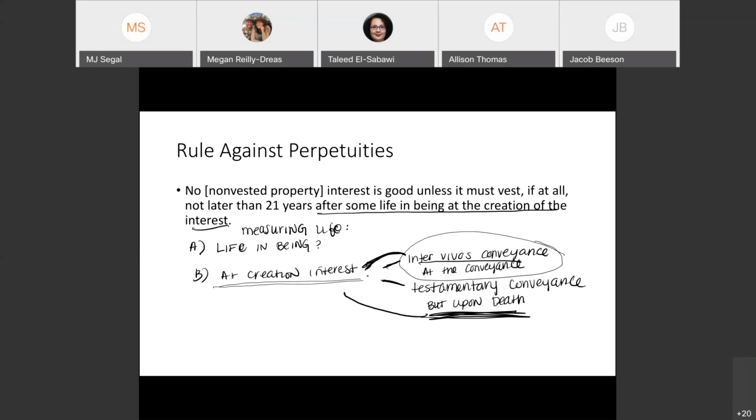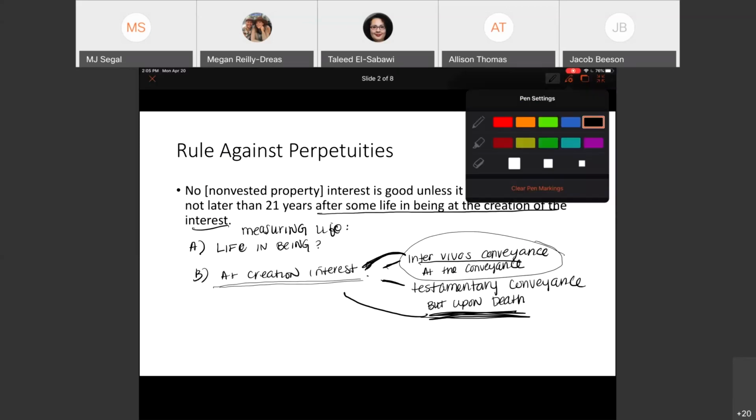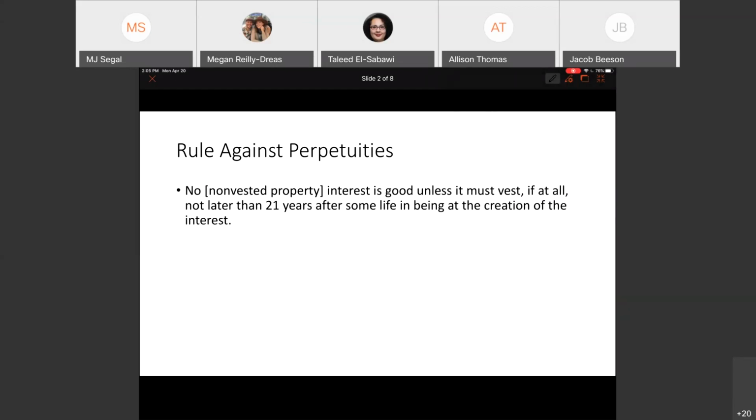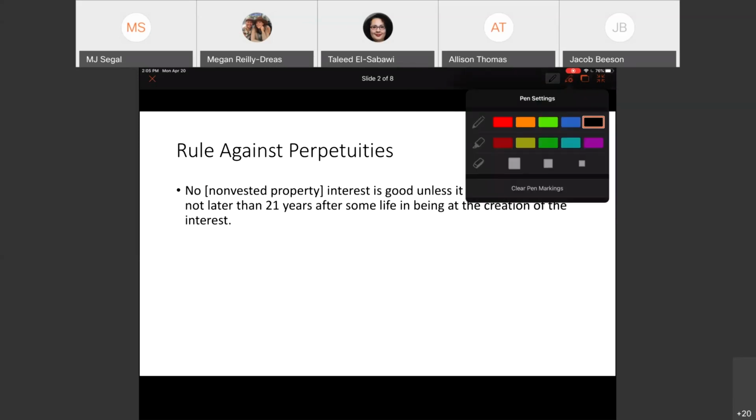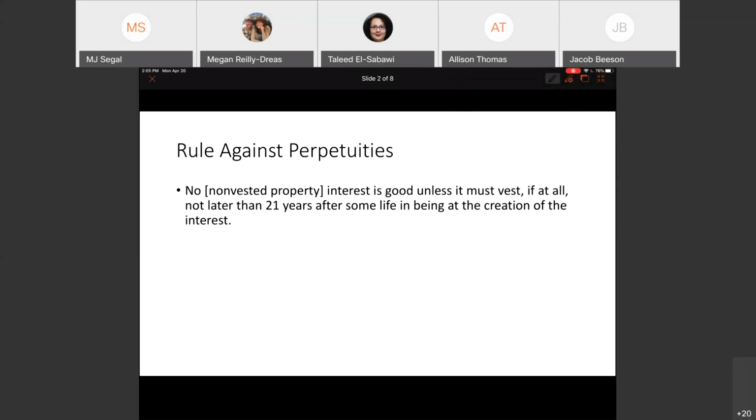Okay. So let's talk about life in being. How do you know what lives there are? Well, let's see, what is the little test I came up with? All right, so two categories of folks. Either people that are actually named in the conveyance. Second category are people that are implicated in the conveyance.